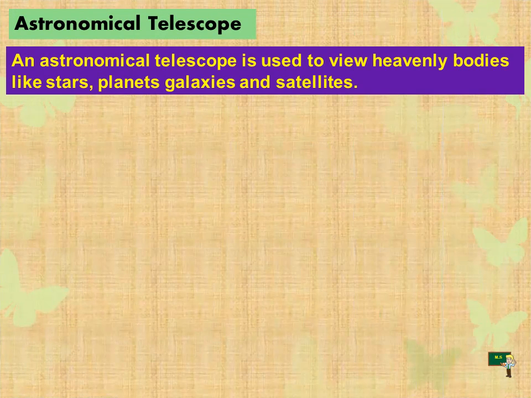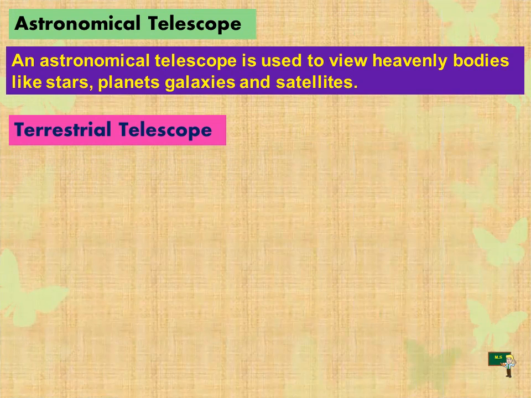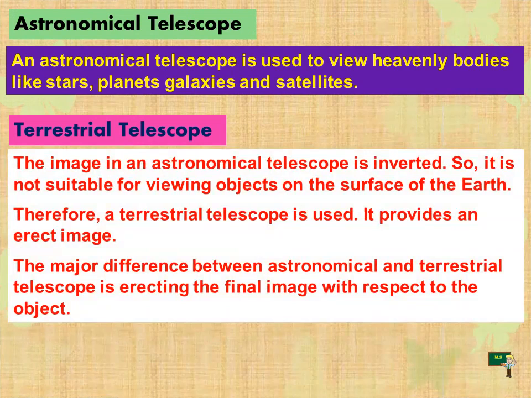Astronomical telescope. An astronomical telescope is used to view heavenly bodies like stars, planets, galaxies and satellites. Terrestrial telescope. The image in an astronomical telescope is inverted, so it is not suitable for viewing objects on the surface of the earth. Therefore, a terrestrial telescope is used. It provides an erect image. The major difference between the astronomical telescope and the terrestrial telescope is erecting the final image with respect to the object.